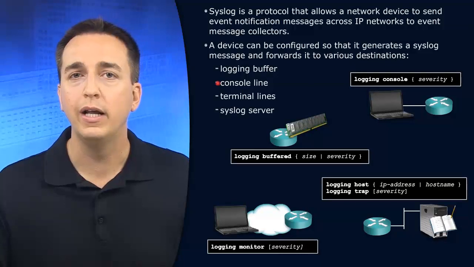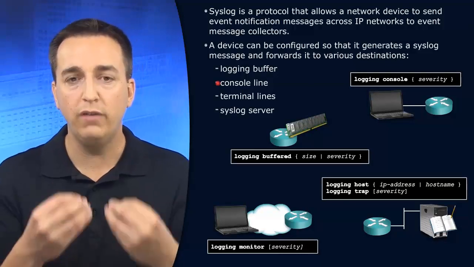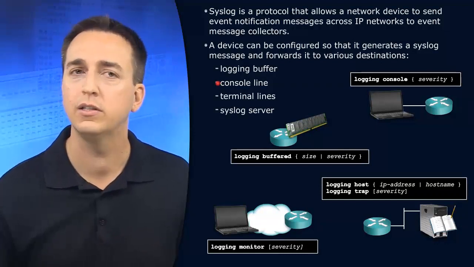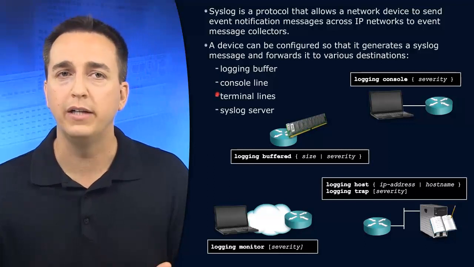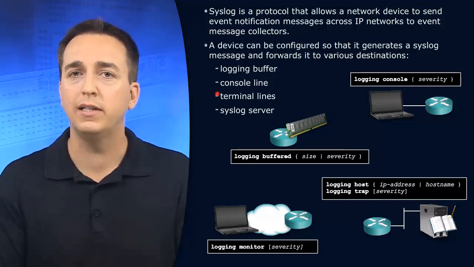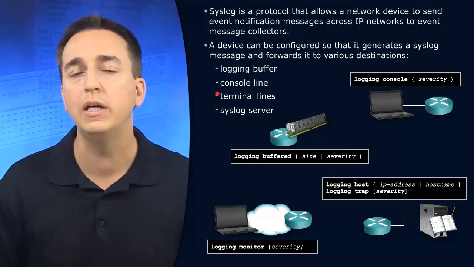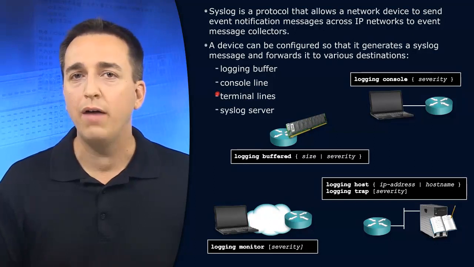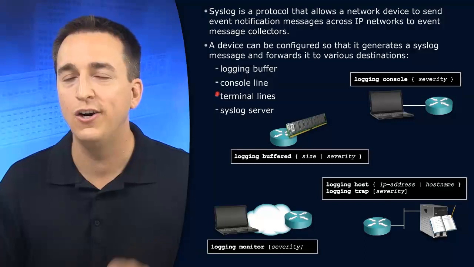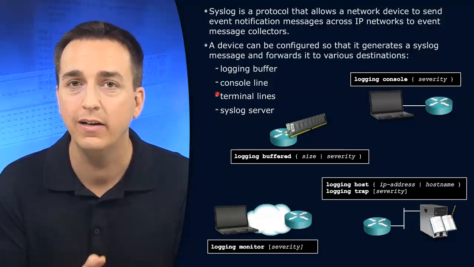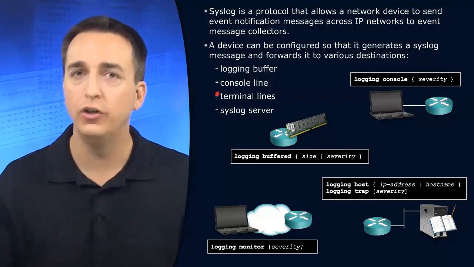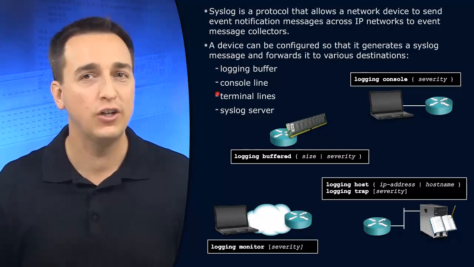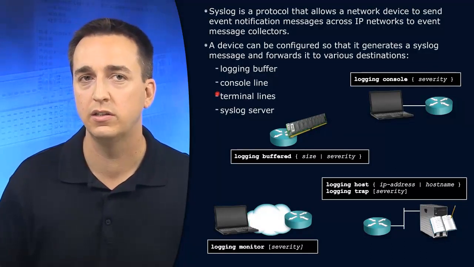The problem with the console port is that the information is only viewable if you are sitting at that console port. If you're not sitting there, you're not going to see those syslog messages. We have the terminal lines. Those are the VTY lines. VTY lines allow us to use Telnet or SSH to remotely manage our router. However, again, just like the console line, you have to be sitting at your laptop, your PC, logged into the device via that terminal line to see those syslog messages.